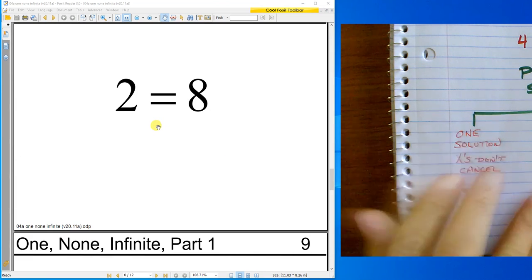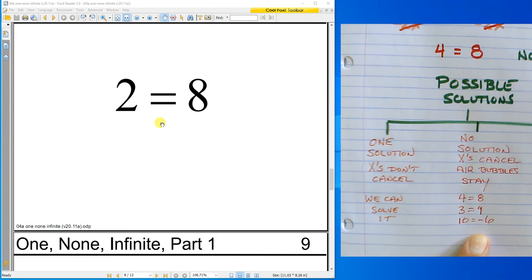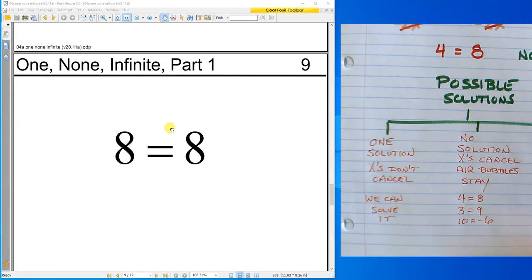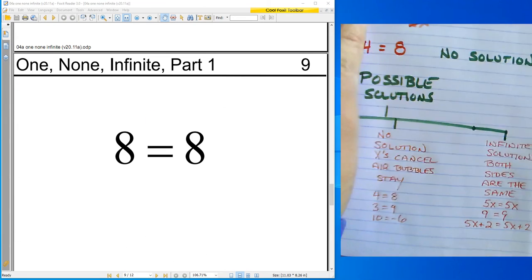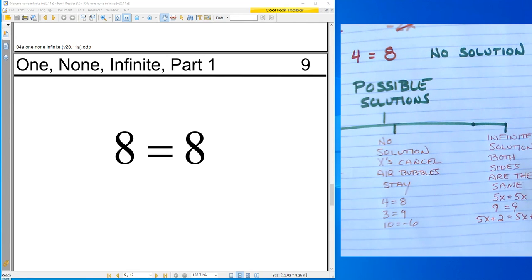Two equals 8. Well, what's that? 4 equals 8, 3 equals 9, 10 equals negative 6. That sure feels like a no solution. This is a no solution. 8 equals 8, coming over here. Both sides are the same. 9 equals 9, 8 equals 8. This is infinite solutions.